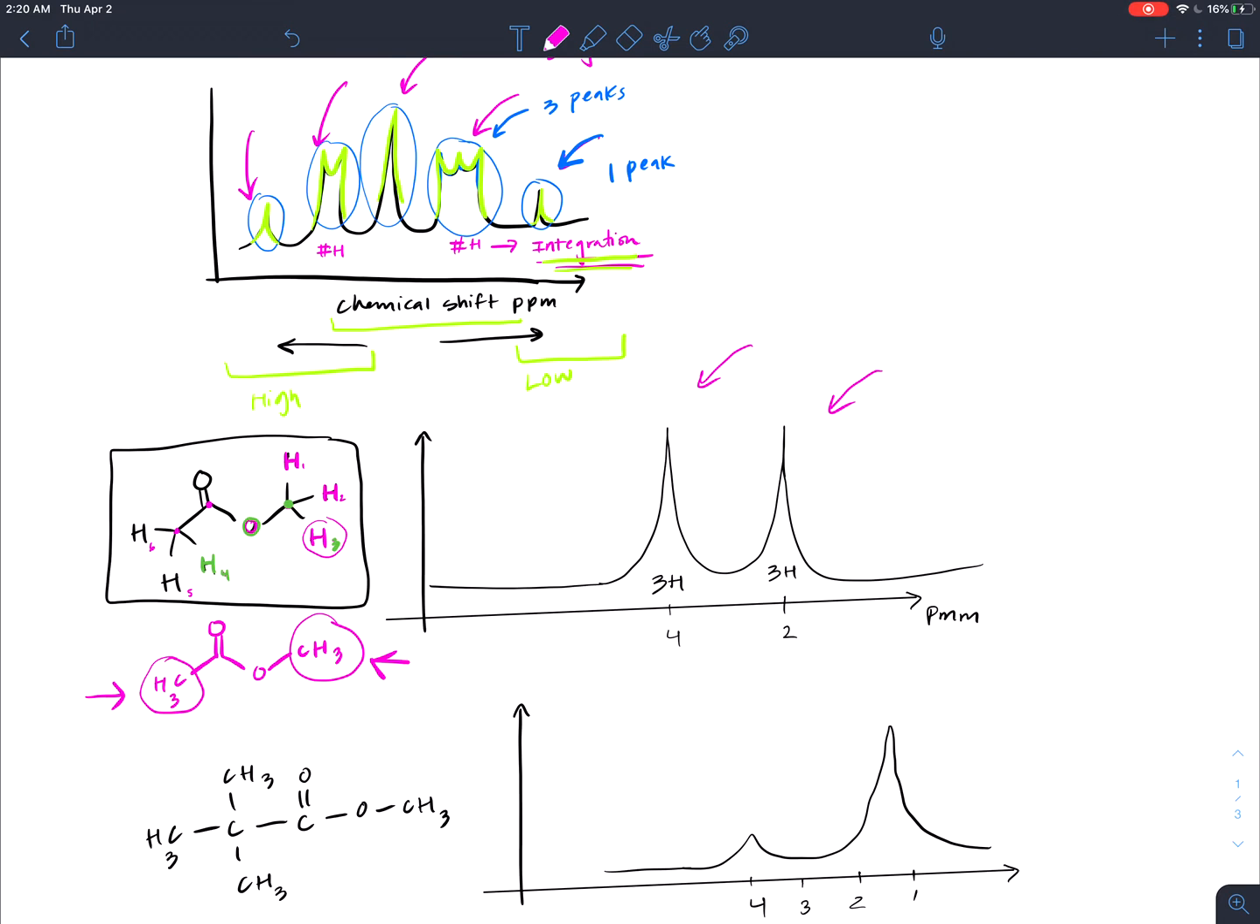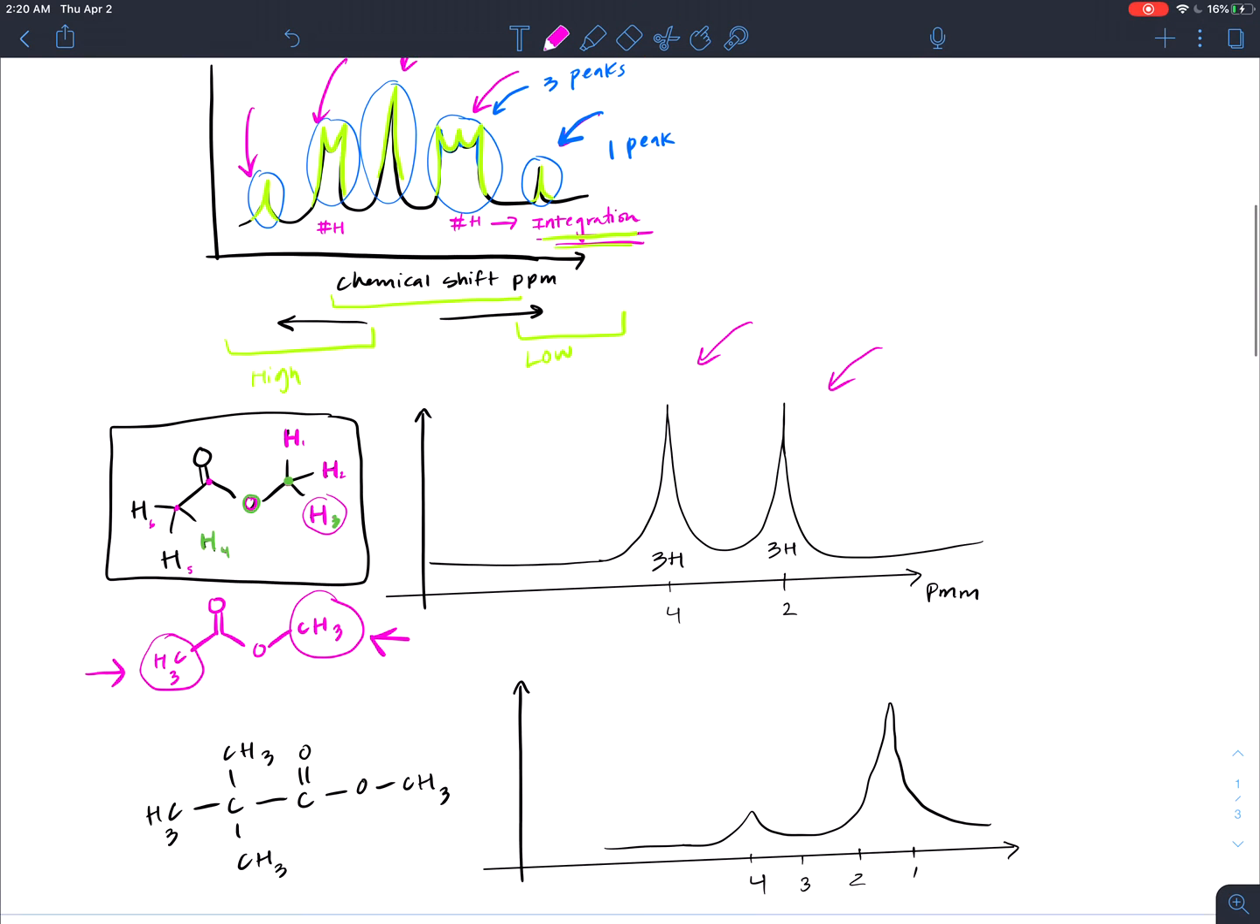Alright? If you guys remember the word integration, it tells me how many hydrogens are represented by a signal. In this case, I have three equivalent hydrogens and three equivalent hydrogens, so each signal is going to be three hydrogens, right? That's why I have three hydrogens here and three hydrogens here.